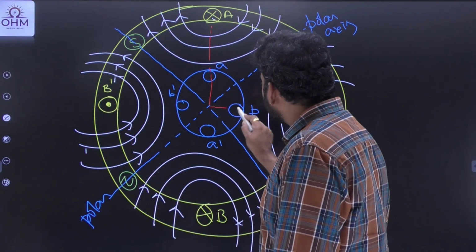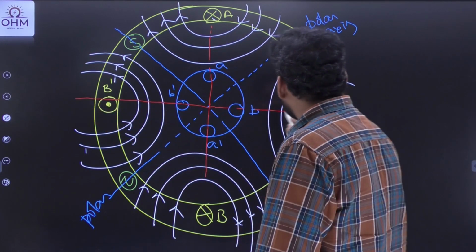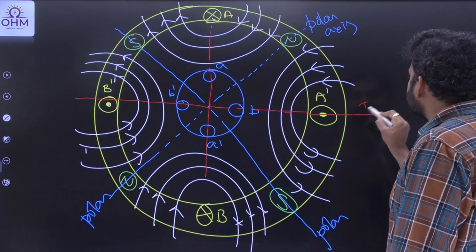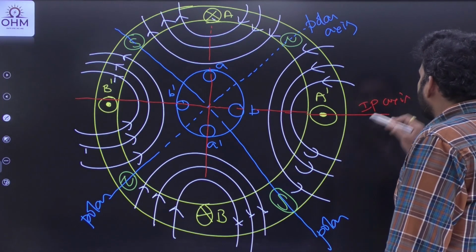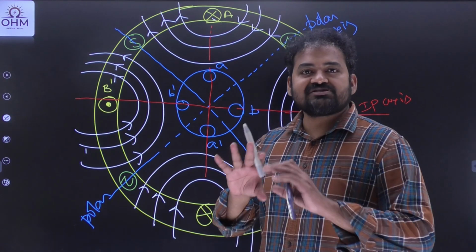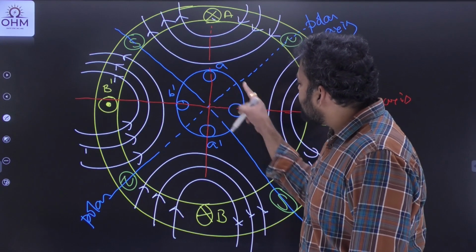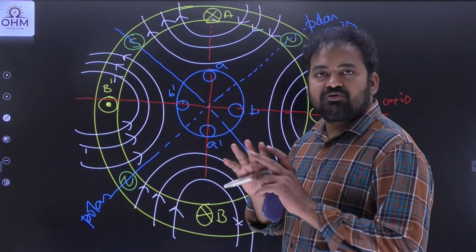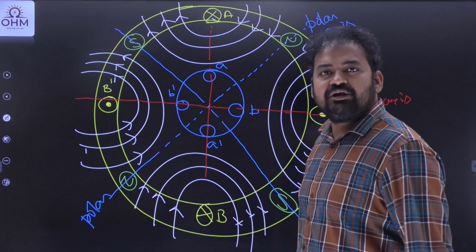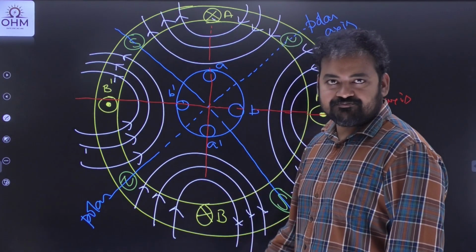Now this red line, yes, this is what we call the interpolar axis or quadrature axis. And we know whenever conductors are along the interpolar axis of the machine, EMF does not induce. Therefore, the magnitude of the voltage in A dash, B dash is equal to 0. No voltage is going to induce in these conductors. Why? Because the conductors are along the interpolar axis.